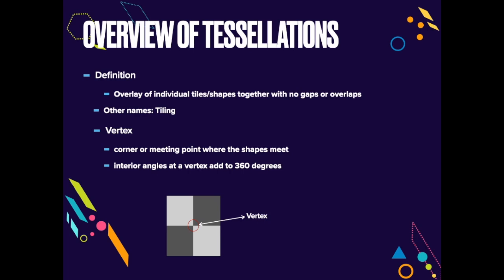First off, let's discuss what tessellations are. It is an overlay of individual tiles or shapes together with no gaps or overlaps. Another name for it is tiling. In every pattern a tessellation makes, one of the most important parts is the vertex, which is a corner or meeting point where the shapes meet. Another thing to note is that the interior angles at a vertex add to 360 degrees. In the succeeding slides, you will see how amazing these tessellations can be when you add different shapes and sizes together.